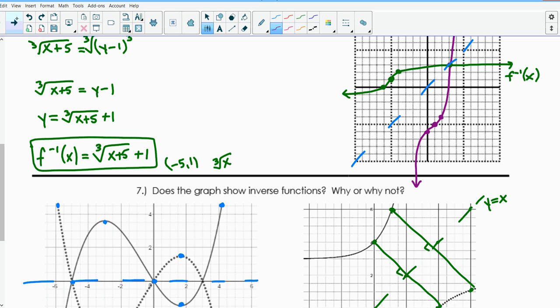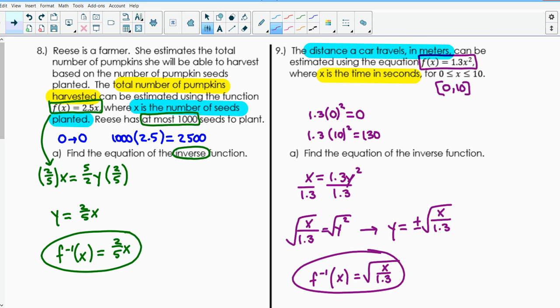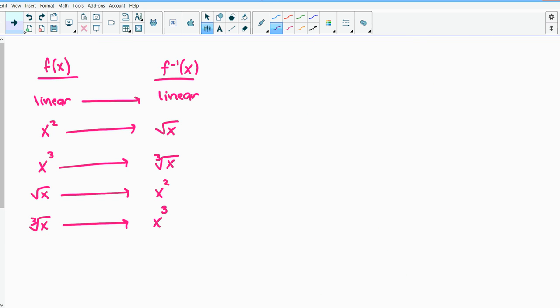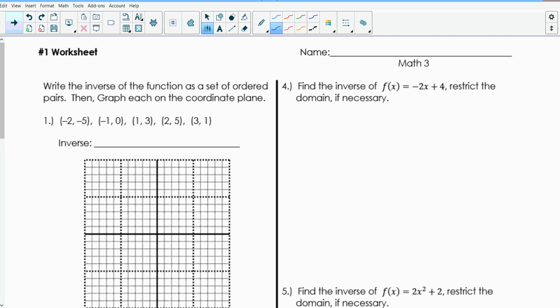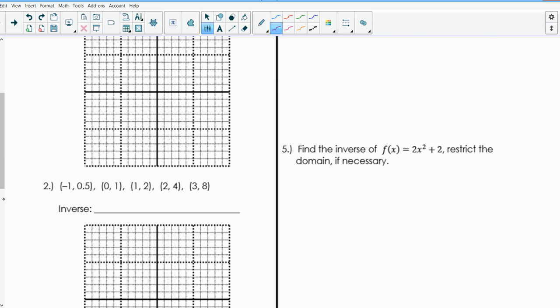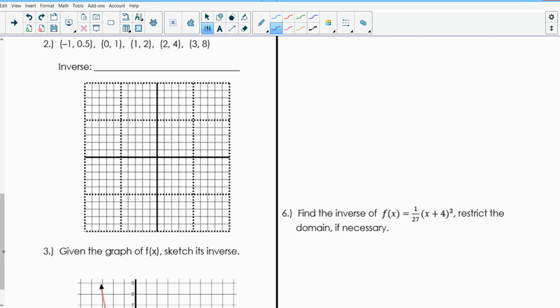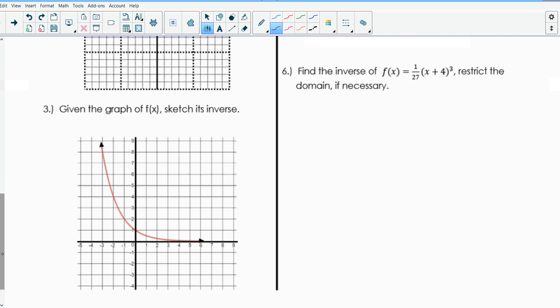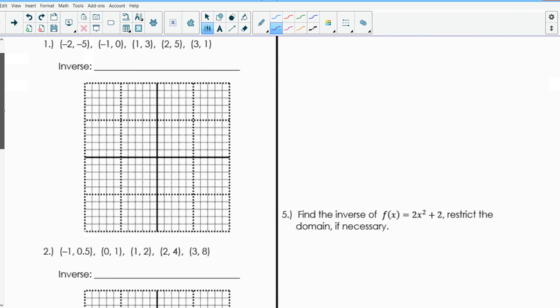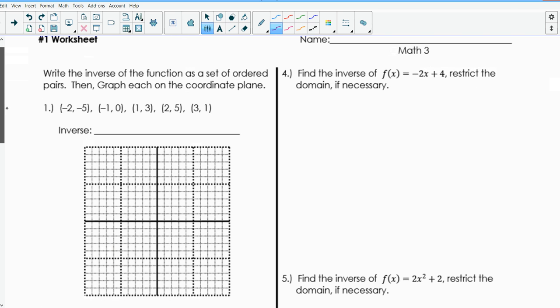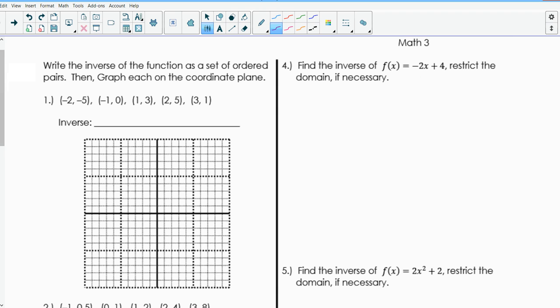Okay? Your homework is not as long as the notes, but same ideas. You're going to have some points that you have to find the inverse of. So you'll do that a couple times. You'll have to find the inverse of a function that's graphed. Just identify the coordinates and flip them. And then you'll have a linear function that you have to find the inverse of. You'll have a quadratic that you have to find the inverse of.